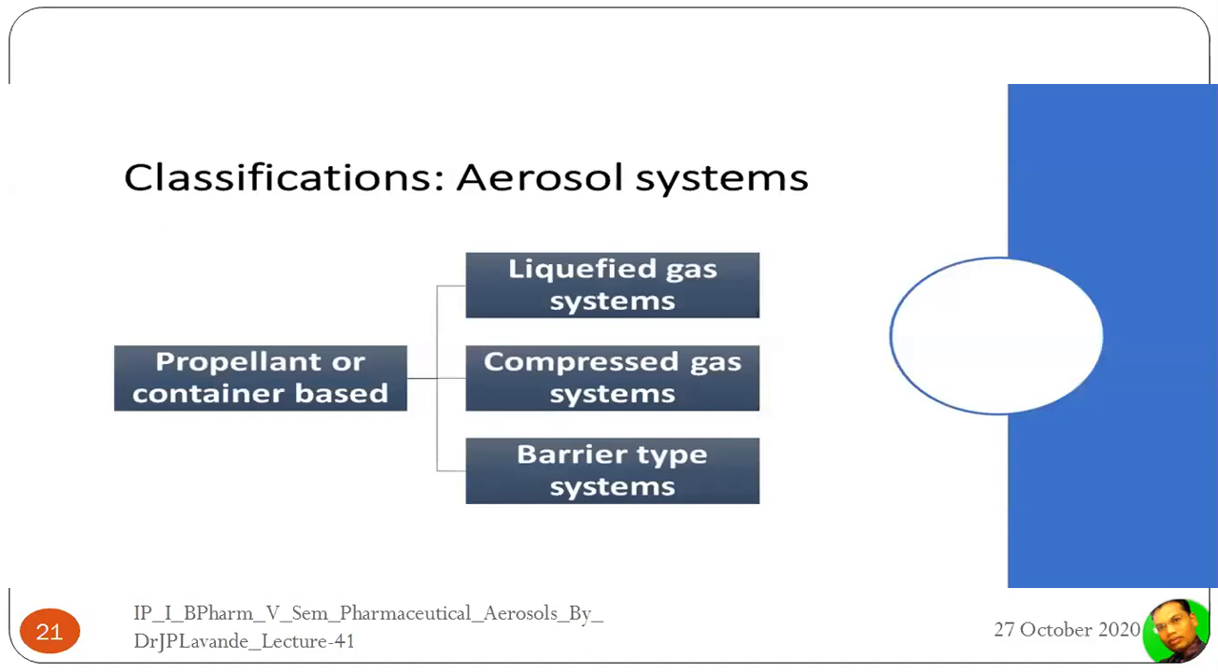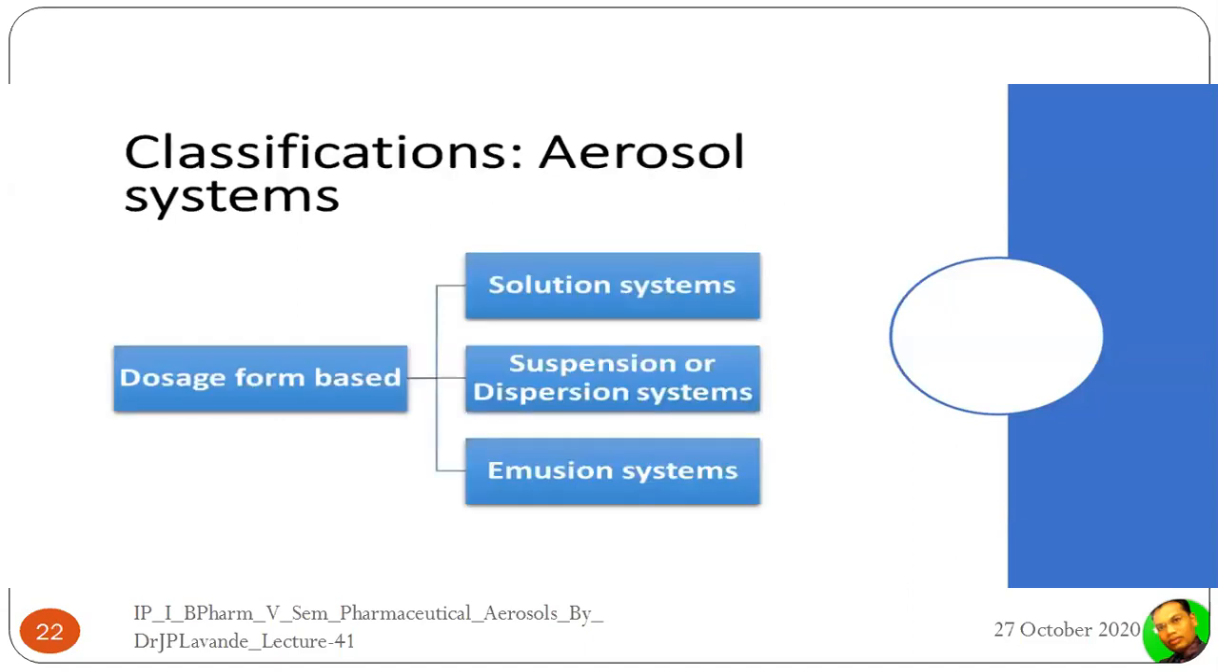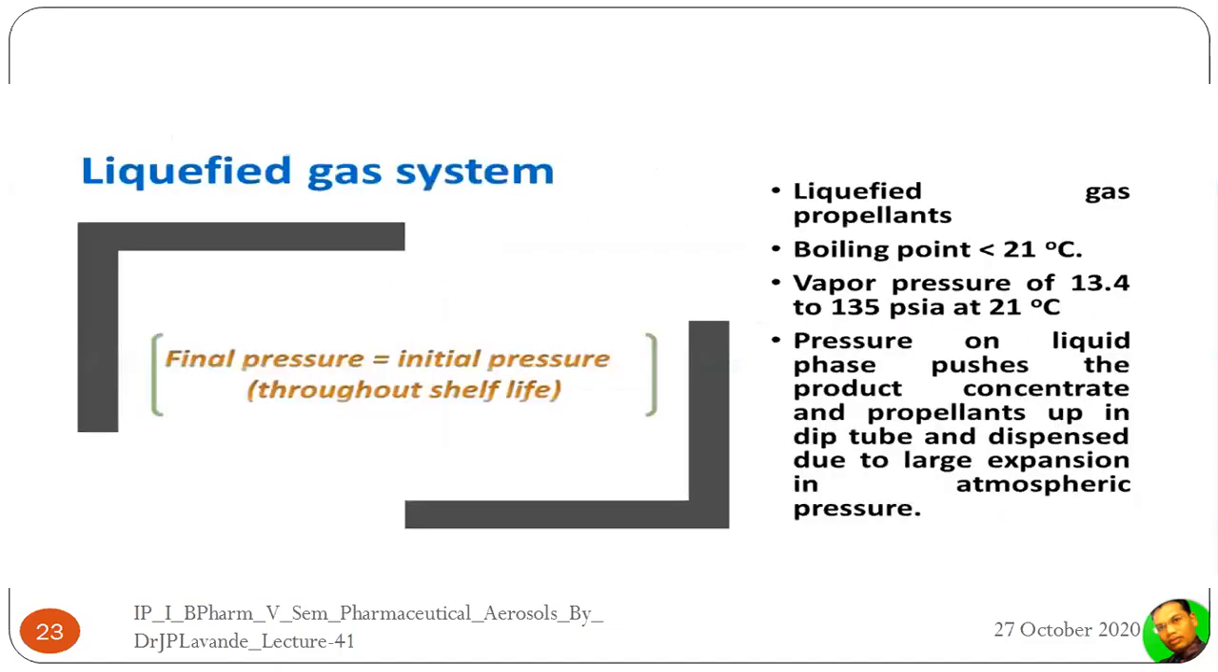If you want to classify the aerosol systems, they are classified based on the propellant or the container that is going to be used. Based on the propellant, there are the liquefied gas system, the compressed gas system, and the barrier type system. Based on the dosage form, aerosols are classified as solution system, suspension or dispersion system, and the emulsion system.